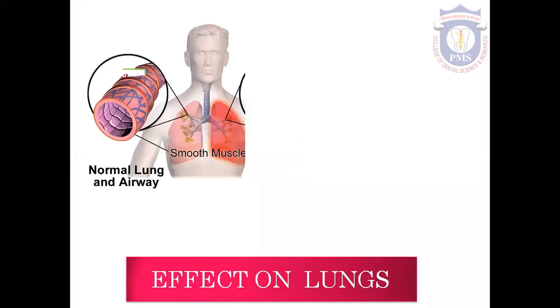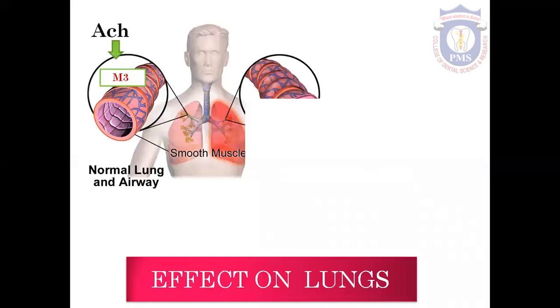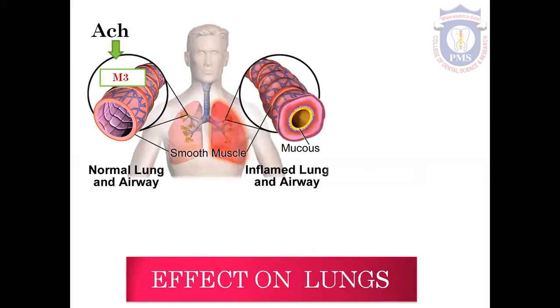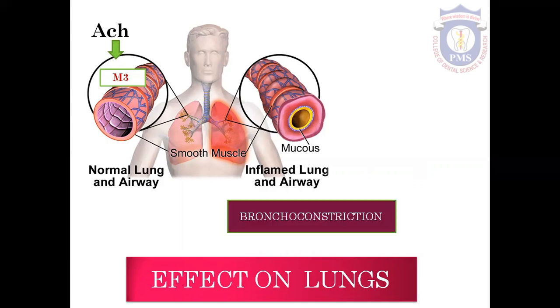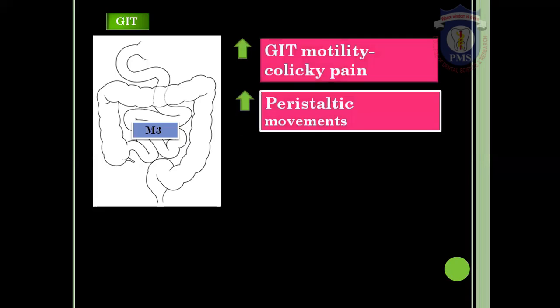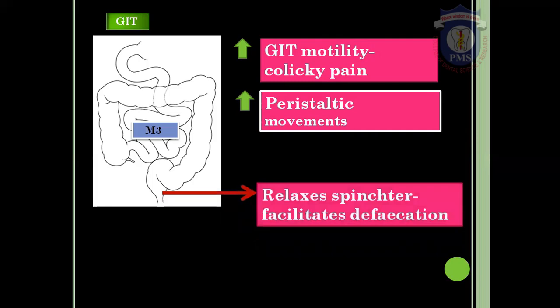Effect on lungs. It will cause contraction of the bronchial smooth muscles and produces bronchoconstriction. They act on the M3 receptors present on bronchial smooth muscles. About GIT, the receptors present here are also M3 receptors. Increases the GIT motility and produces colicky pain, and that also increases the peristaltic movement and relaxes the sphincter and facilitates defecation.